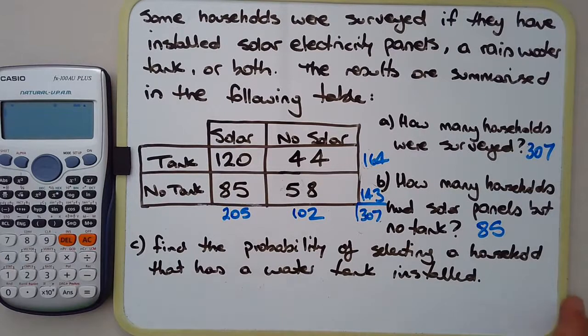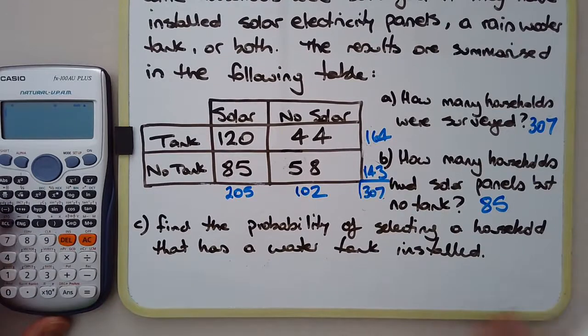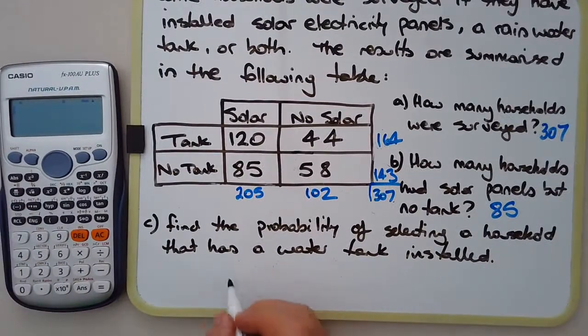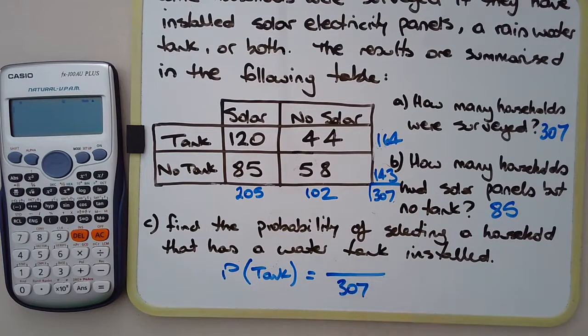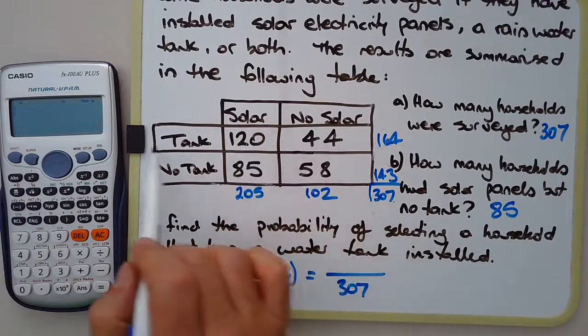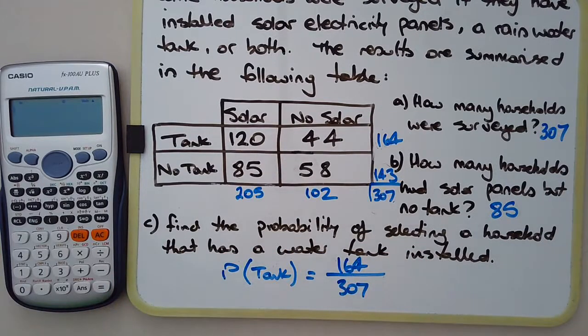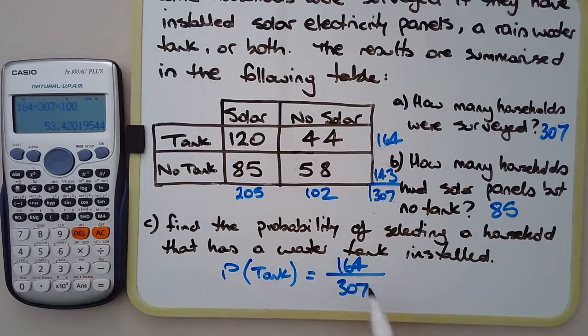Part C, find the probability of selecting a household that has a water tank installed. So probability of water tank. Total number of households, out of 307 households, how many had a water tank installed? We had 164 households have a water tank. It's got nothing to do with solar panels, this question, part C. It's only to do with water tanks. So we actually ignore the columns, we're only interested in the row. So that's going to be 164 divided over 307. If we want to convert that into a percentage, we can. Just enter in the fraction as a division, times it by 100, and we find that that's approximately equal to 53.42% to 2 decimal places.